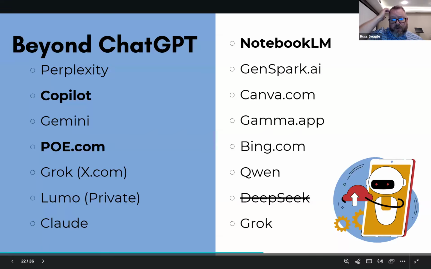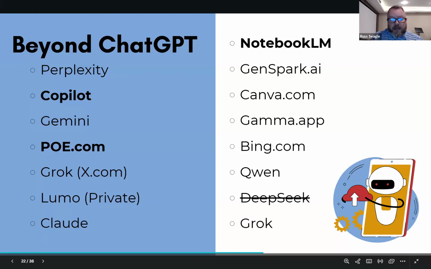If you need to create slides, the next three are going to be critical for you. Slides, creating data for slides, putting together presentations: Gamma, Canva, and GenSpark. Fantastic. That's where they really shine.